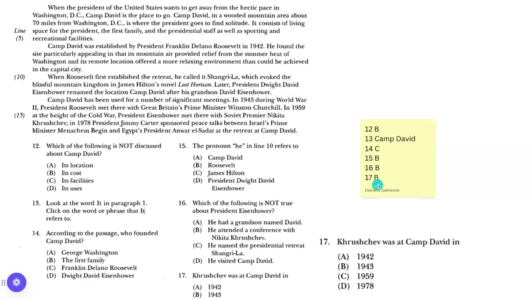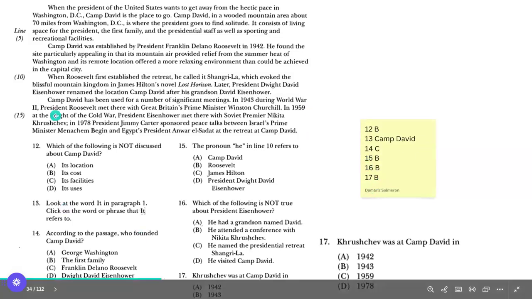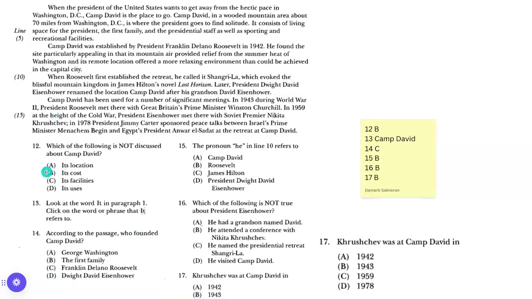And here are the answers. Number 12 is B. 13, Camp David. 14, C. 15, B. 16, B. And 17, B.